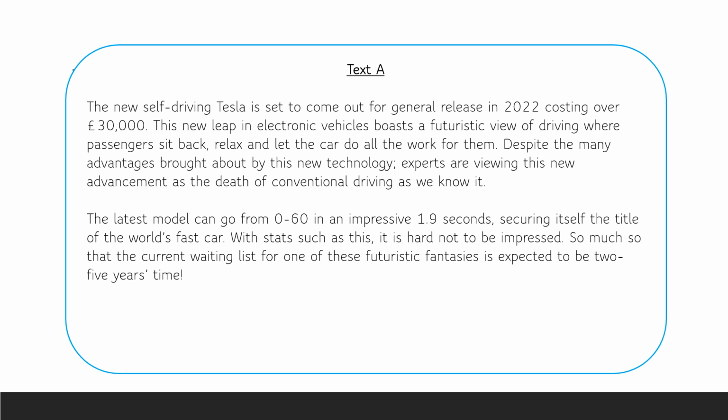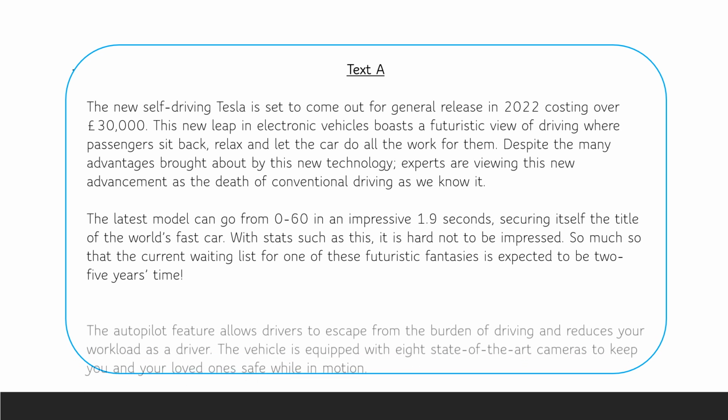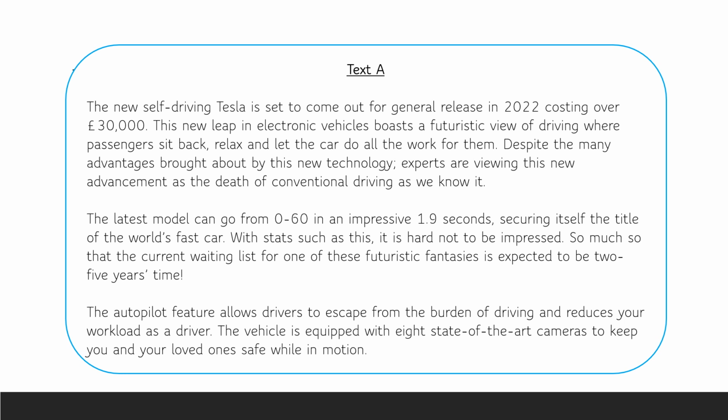The latest model can go from 0 to 60 in an impressive 1.9 seconds, securing in itself the title of the world's fastest car. With stats such as this, it's hard not to be impressed. So much so that the current waiting list for one of these futuristic fantasies is expected to be 2 to 5 years' time. The autopilot feature allows drivers to escape from the burden of driving and reduces your workload as a driver. The vehicle is equipped with 8 state-of-the-art cameras to keep you and your loved ones safe while in motion.